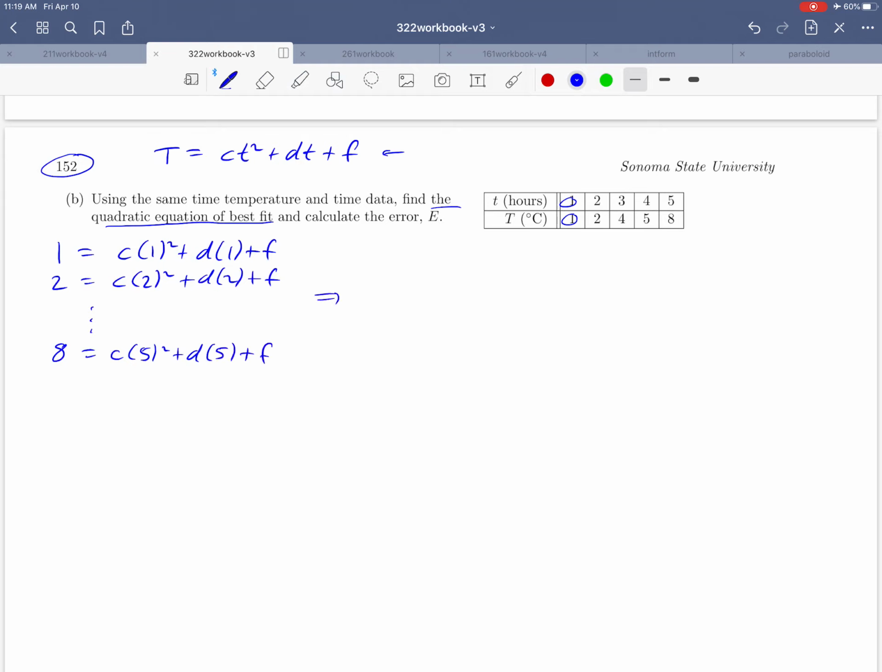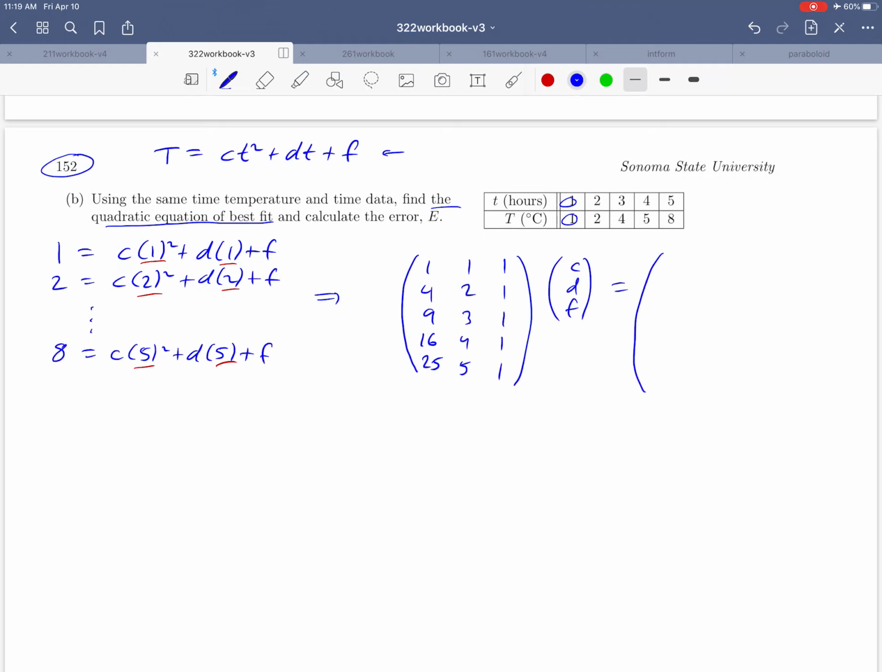All right, and we can rewrite that in matrix form, just our matrix is going to be a little bit bigger this time. The first column would consist of the squares that we're seeing over here, so 1, 4, 9, 16, and 25. Then the next column would be just these numbers, 1, 2, 3, 4, 5. And then the last column would just be ones, since all those f's are getting multiplied by 1. We don't know what c, d, and f are. And over on the right-hand side would be our output values, 1, 2, 4, 5, and 8.